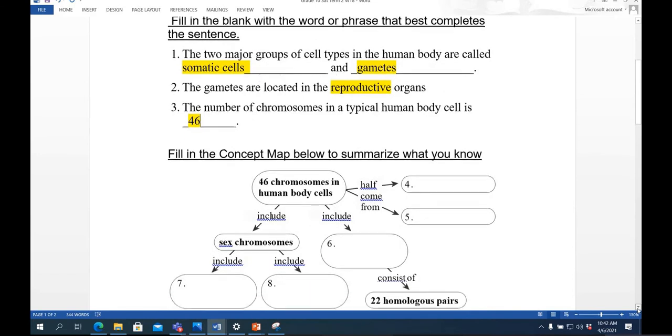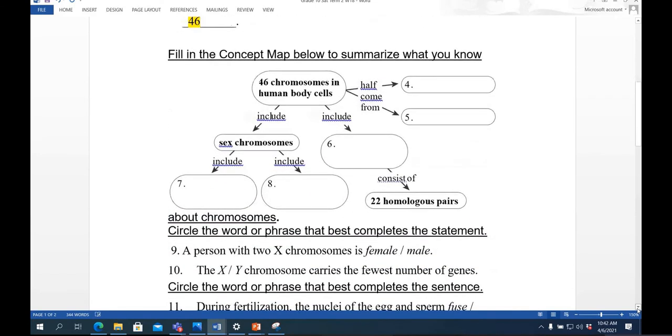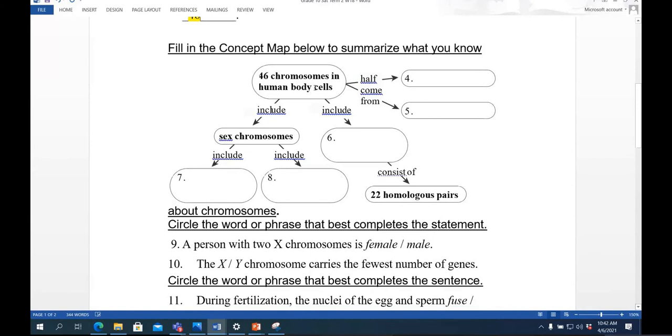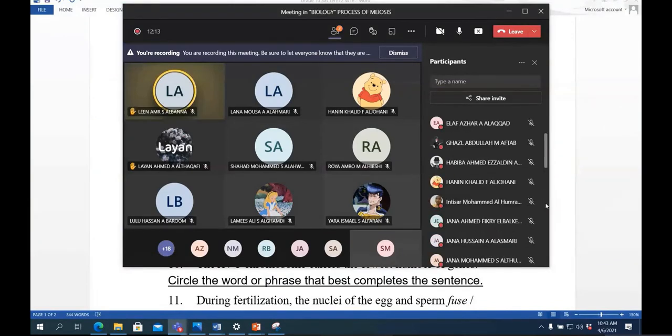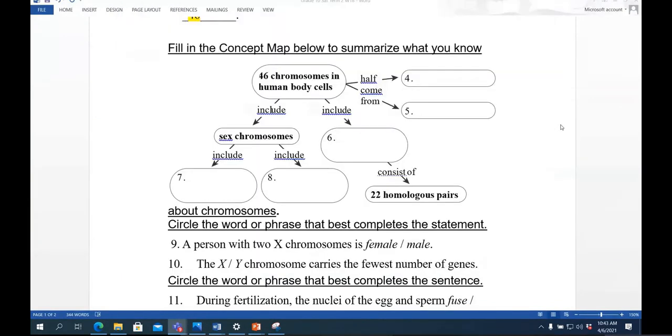Let's do this concept map. Fill in the concept map below to summarize what you know. Okay, so we have the 46 chromosomes in the human body cells. Half come from dash and half come from dash. Who's going to answer this question? Anybody else who wants to answer apart from Leen, Layan and Lana? Okay, Leen, go ahead. Please answer number 4. Half from the mother and half from the father. Perfect. You get half of them from your mother and half of them from your father.